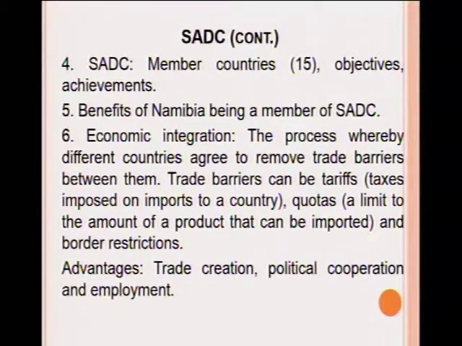Regional integration, on one hand, is when countries sign an agreement to facilitate the growth of their economies. But economic integration is when countries sign agreements to remove the trade barriers between them. What are these barriers, such as tariffs and quotas and border restrictions, and why are these things to be removed? It facilitates political cooperation, it facilitates trade, as well as employment.